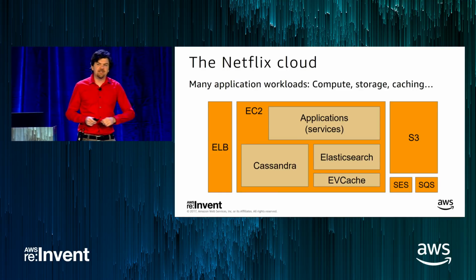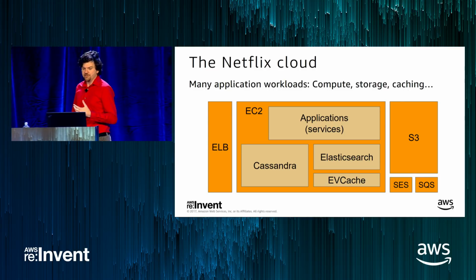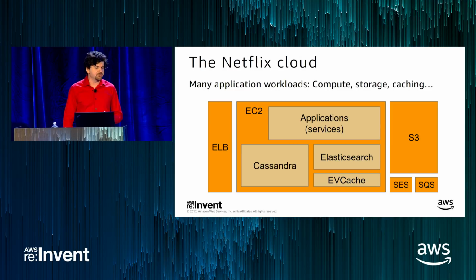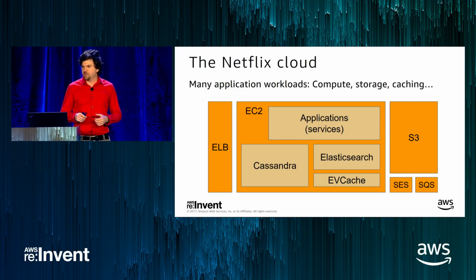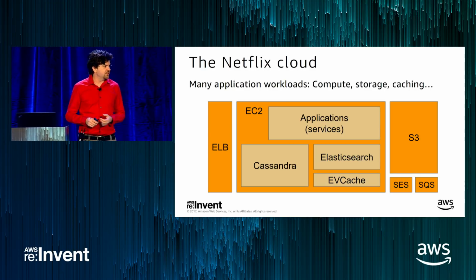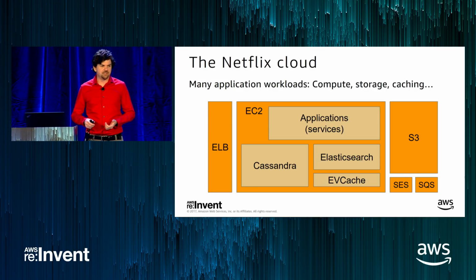Just as background for the Netflix cloud, we do have many different workloads. So we have Cassandra, EVCache, applications, we're using ELBs. Within the applications, there's many workloads as well. So we have proxy servers, we have API servers, we do media encoding, recommendations, and big data.